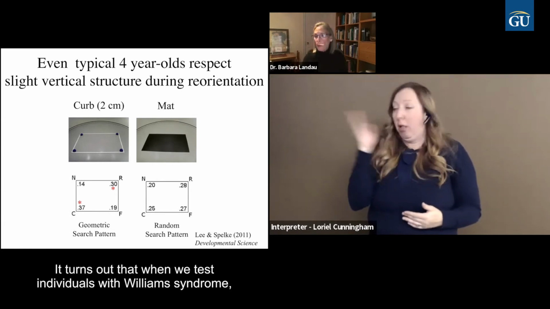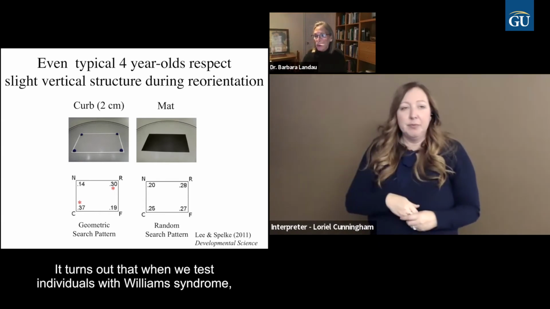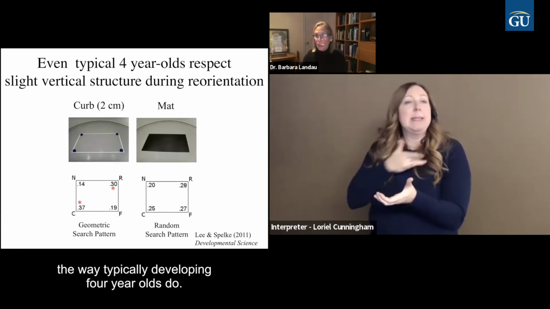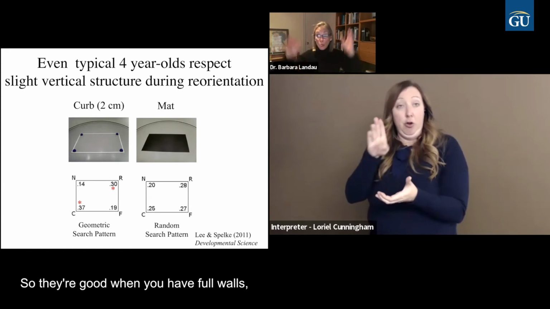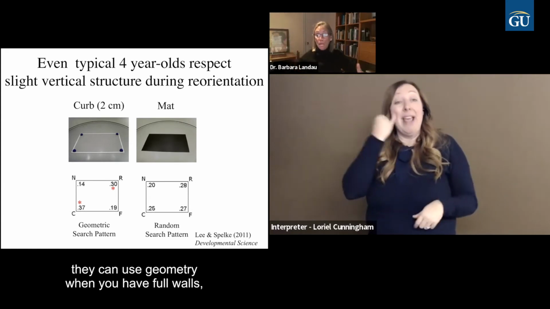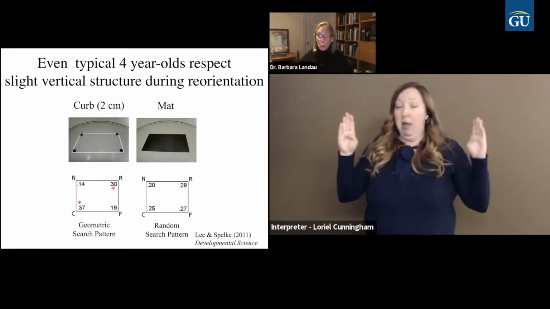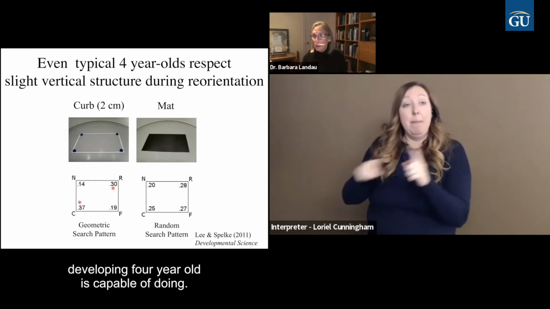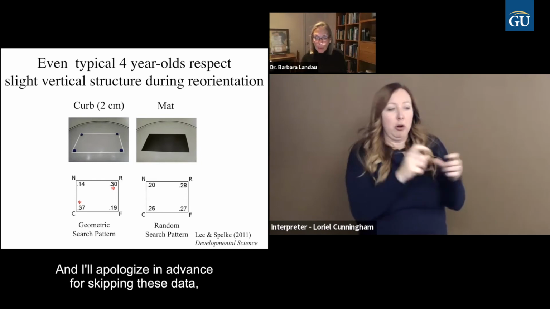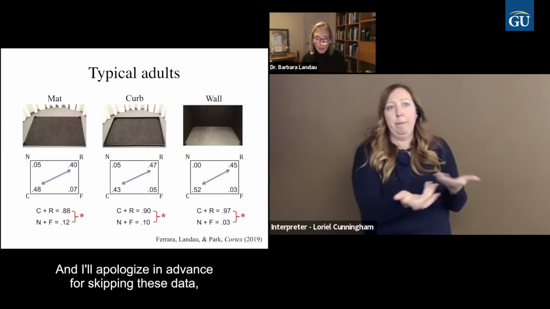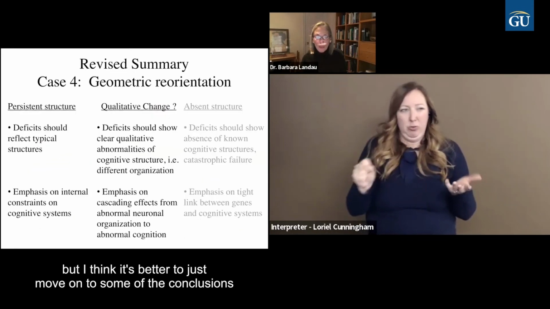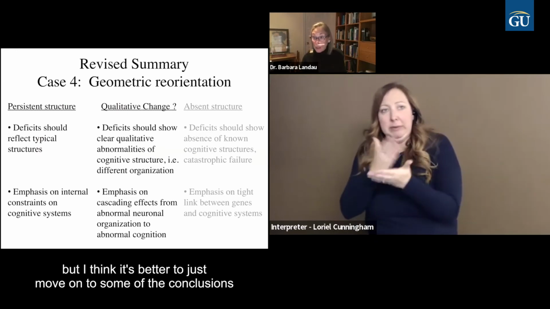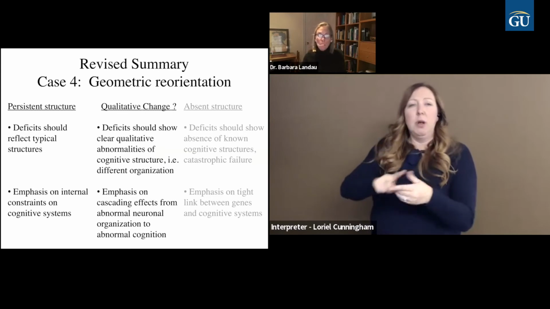It turns out that when we test individuals with Williams syndrome, they do not show sensitivity to the curve the way typically developing 4-year-olds do. So they're good when you have full walls. They can use geometry when you have full walls, but they can't do it with a curve the way a typically developing 4-year-old is capable of doing. I'll apologize in advance for skipping these data, but I think it's better to just move on to the conclusions that we have from this and sort of explanations.